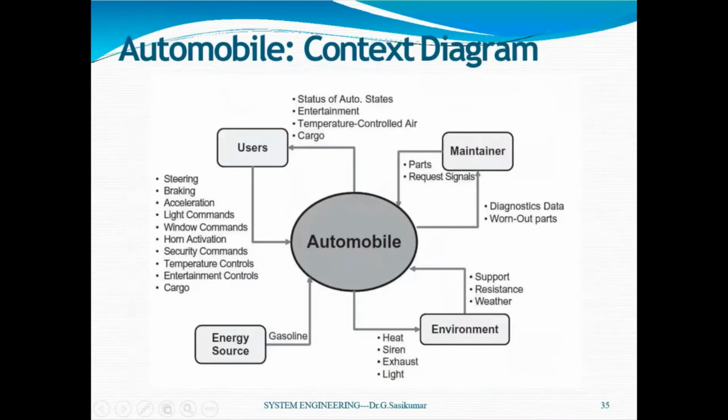As I said, we need to understand that the context diagram must have maintenance, environment, energy, and user. These are the four different points of view of a context diagram. So what is the user's expectation? He always expects the status of the auto, status of entertainment, and temperature control, air and cargo.